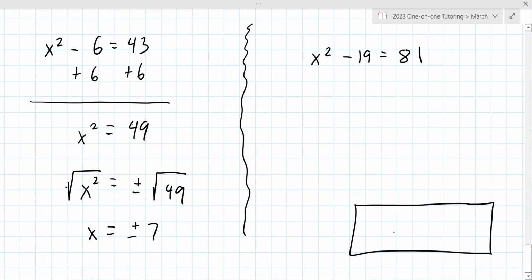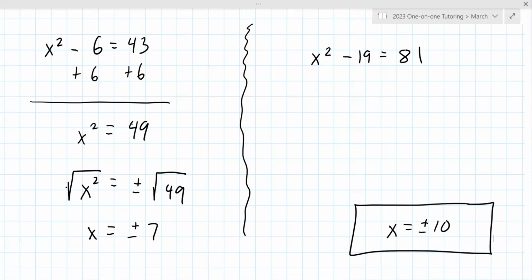Okay, I'm still waiting for the final answer down here. Let's just say you were going to get a prize, whatever it may be. What is your final answer? X equals plus and minus 10. Very good. Very good. Okay.